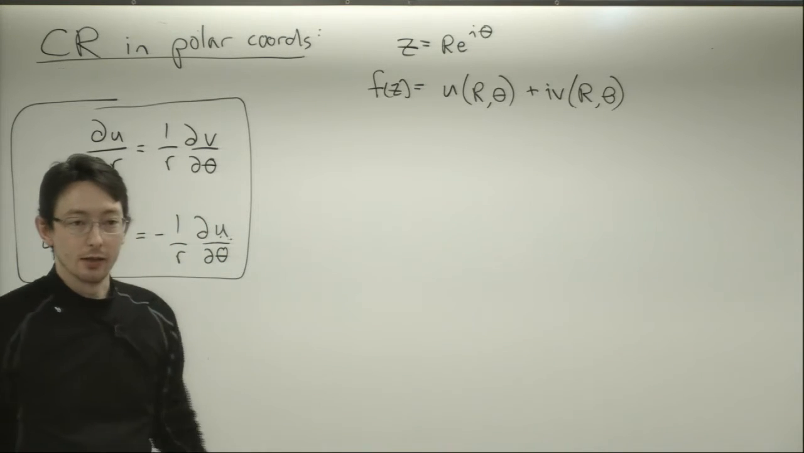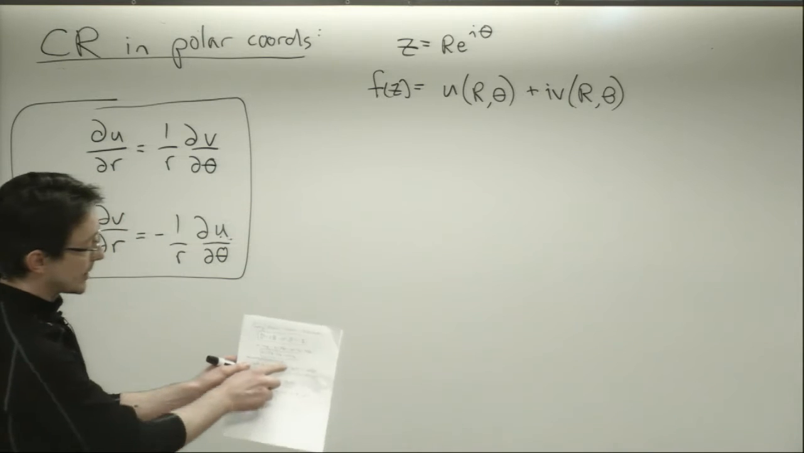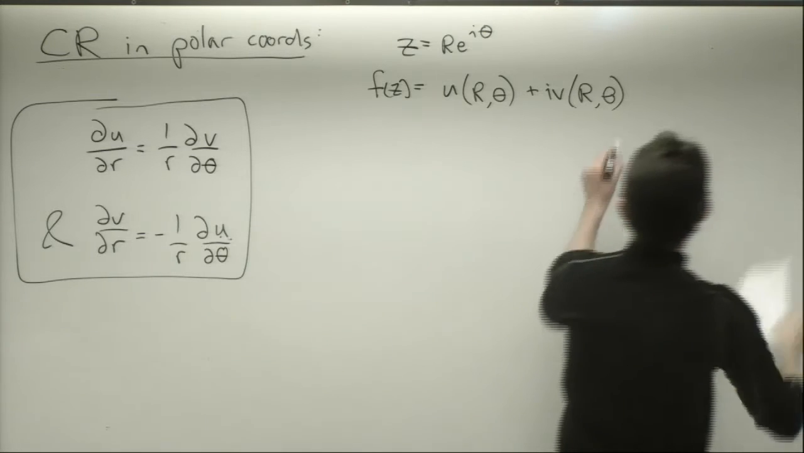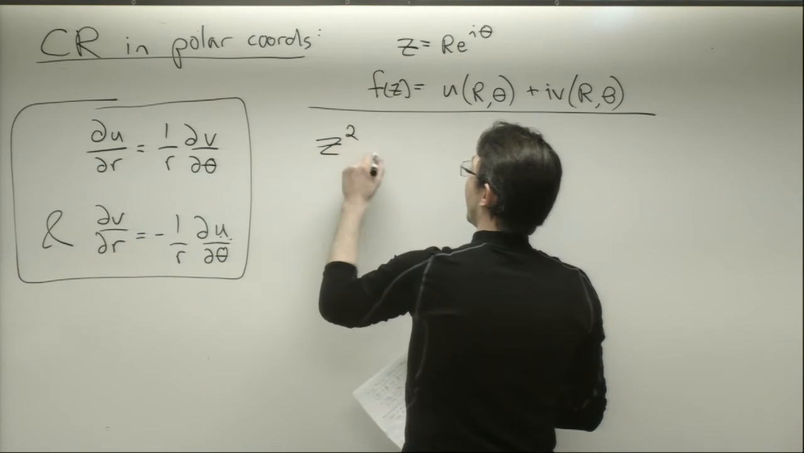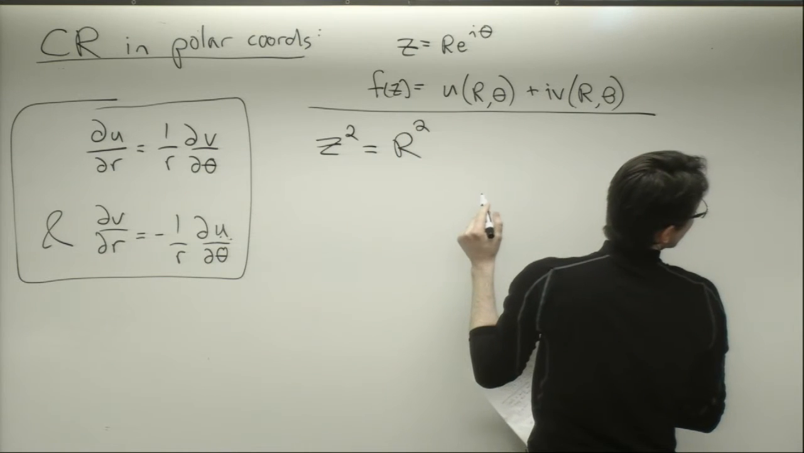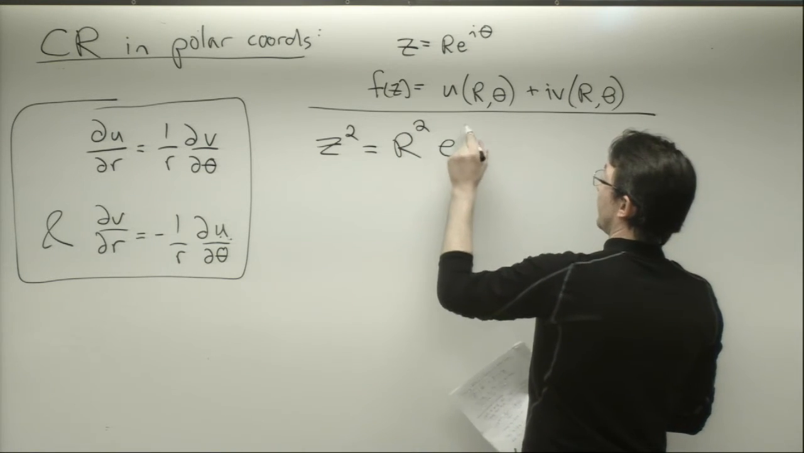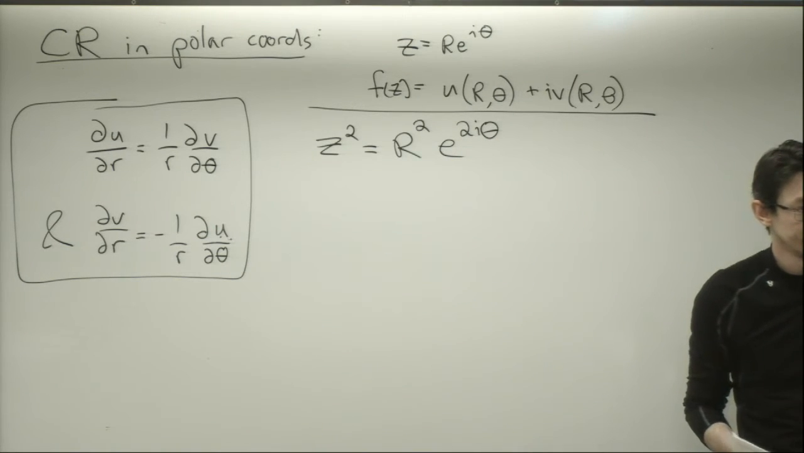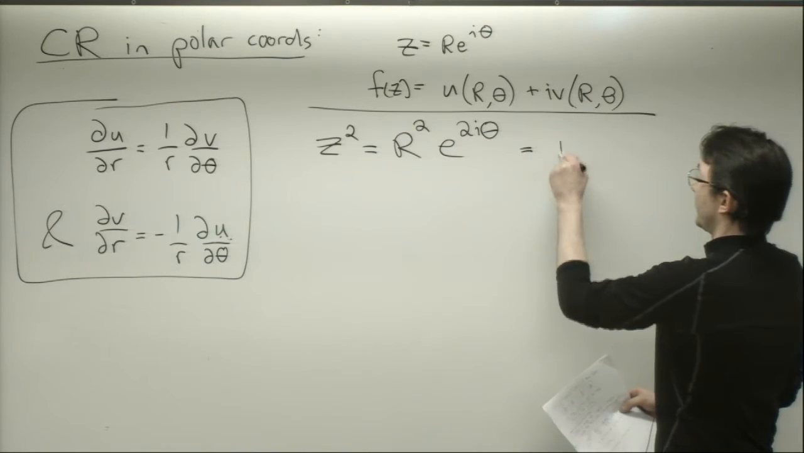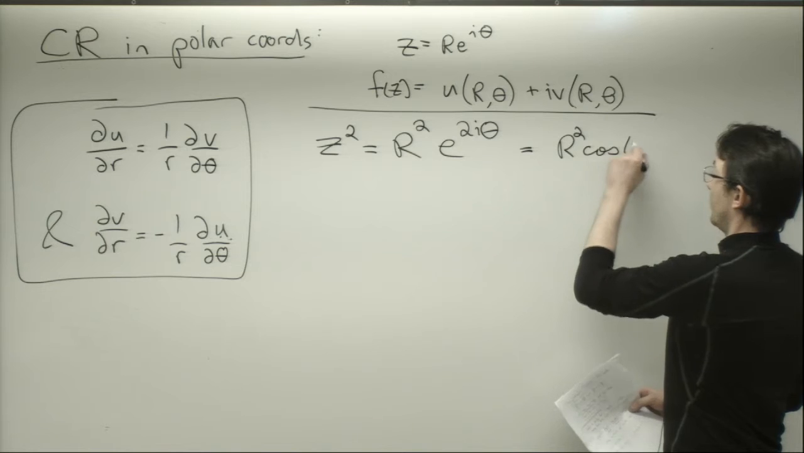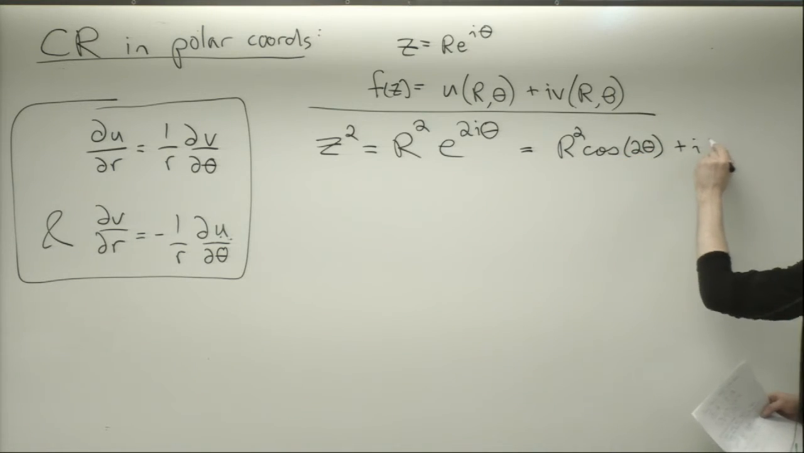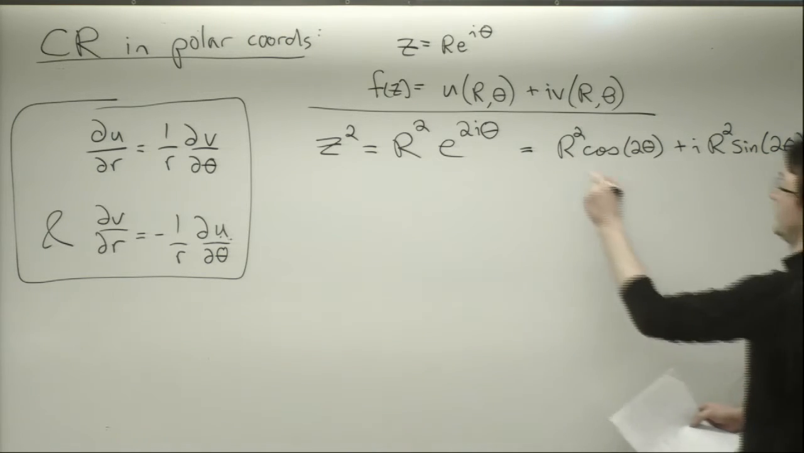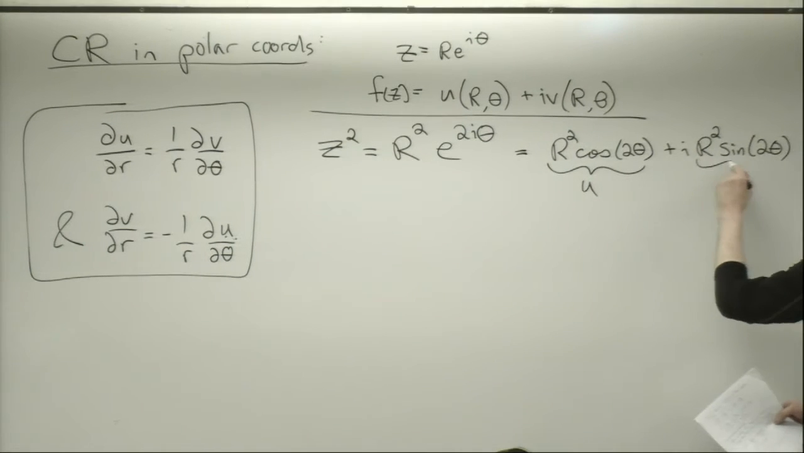Okay, z squared is actually pretty easily expressed in polar coordinates. I have an example in the notes for log z, which I'll let you do on your own time. Let's just do this example. z squared equals r squared e to the 2i theta. That has a real part, r squared cos 2 theta, and an imaginary part, r squared sine 2 theta. So this is my function u, and this is my function v.